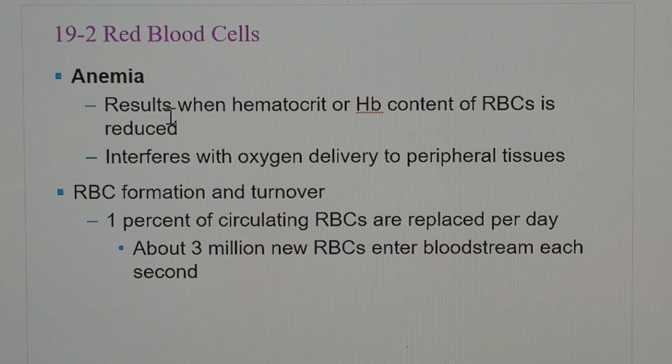Anemia results when the hematocrit content of red blood cells is reduced. It interferes with oxygen delivery to peripheral tissues. Red blood cell formation and turnover: 1% of circulating red blood cells are replaced per day. About 3 million new red blood cells enter the bloodstream each second.